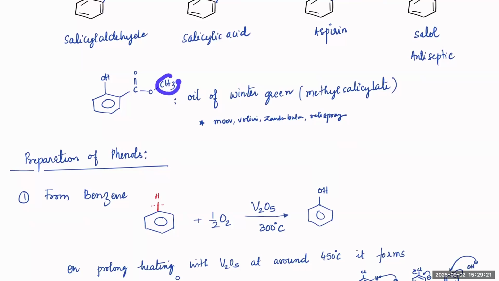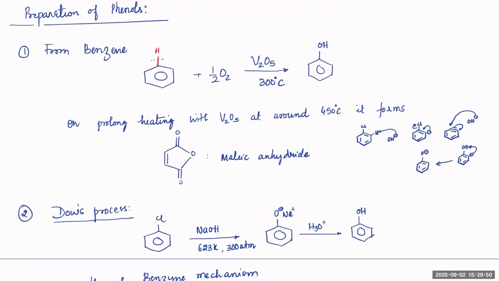Next, this is methyl salicylate. Methyl salicylate is called oil of wintergreen. Oil of wintergreen is usually referred to because it produces heat on the surface of the body. That's what happens with Moov, Volini, Zandu balm, relief spray, all of these. These all have methyl salicylate. Next, how do we prepare phenols?